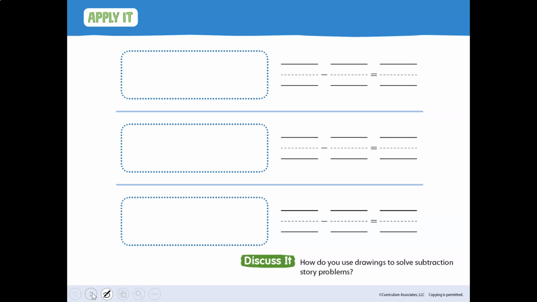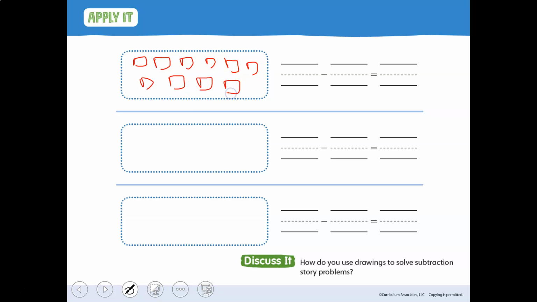So she has 10, so you're going to make 10 books. 1, 2, 3, 4, 5, 6, 7, 8, 9, 10. She had 10 and she gave 5 books to her friend. How many does she have left? We're going to cross out 5. 1, 2, 3, 4, 5. This is how many she has left. We are taking away 5 and she has 5 left. Great job.